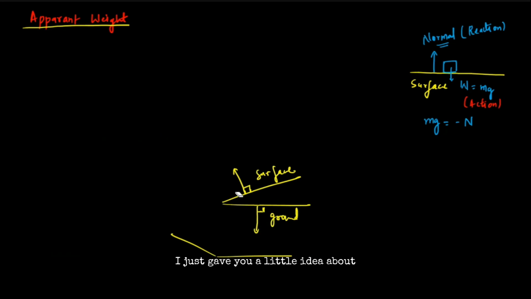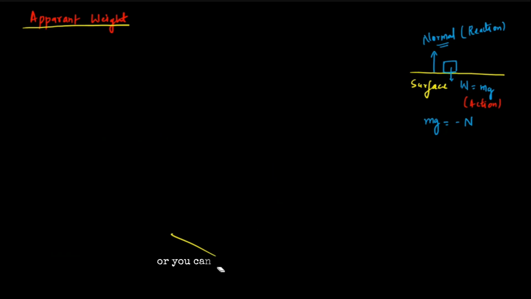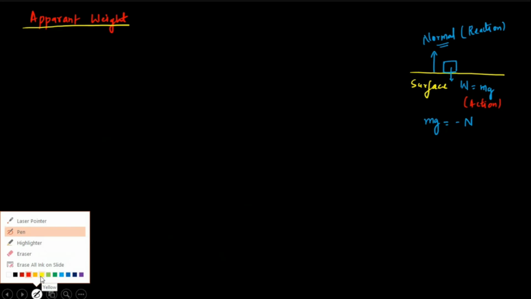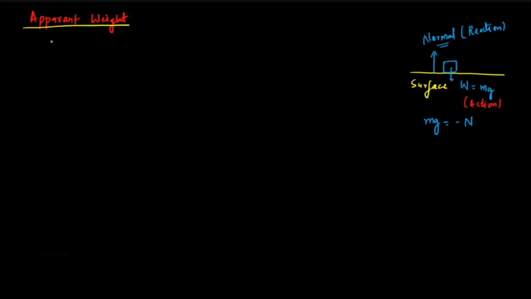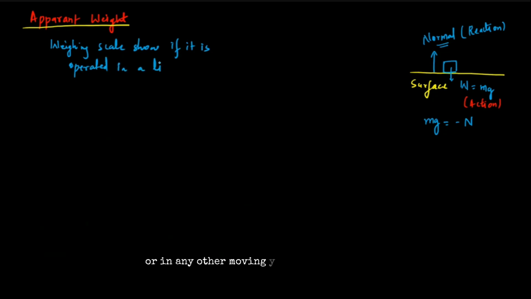I just gave you a little idea about how weight and normal, or you can say the reaction, actually act. So apparent weight is something which we can understand by this fact: what does a weighing scale show if it is operated in a lift, or in any other moving mechanism which is going against the gravity or with the gravity? Because in that case only apparent weight will be there. Otherwise, if it is moving parallel to the ground, there is no apparent weight. It is going to be the same every time.